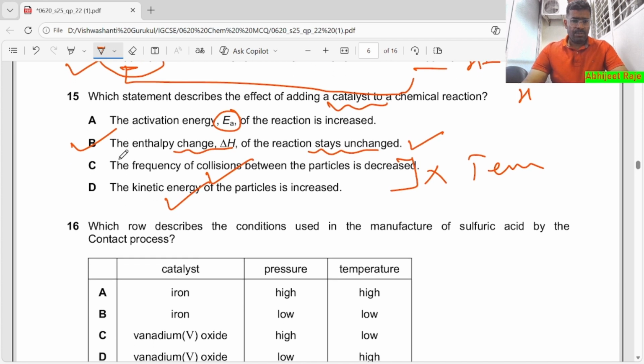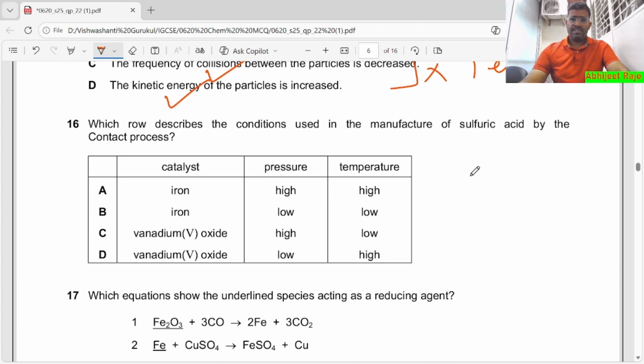Next. Which row describes the condition used in manufacturing of sulfuric acid? So this is the contact process, straightforward question. So for the contact process, the catalyst used is vanadium oxide. So option A gone, B gone. Then the pressure and the temperature. So always remember in Haber process and contact process, the temperature is same, right?